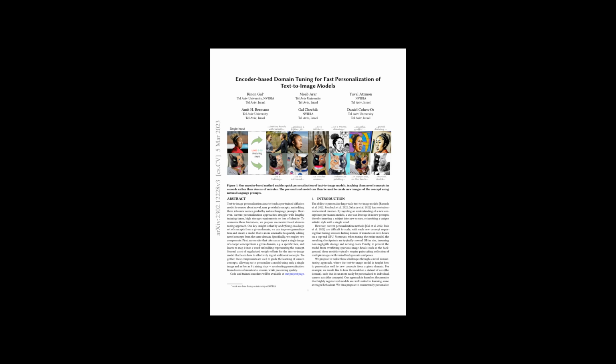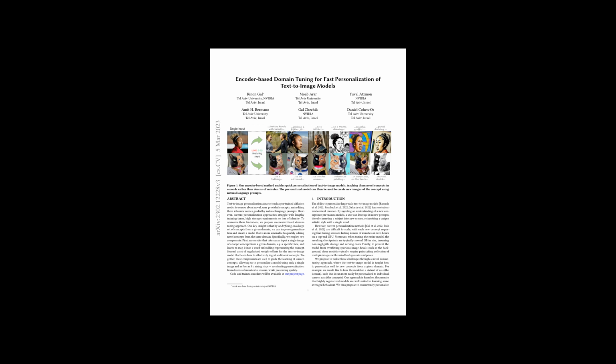The paper presents an encoder-based method for quickly personalizing text-to-image models, enabling them to learn and generate images of new concepts with natural language prompts in seconds rather than in long periods of time. Text-to-image personalization trains pre-existing diffusion models to understand new user-provided concepts, but existing methods are slow and have high storage demands. The authors propose an encoder-based domain tuning approach to address these issues.